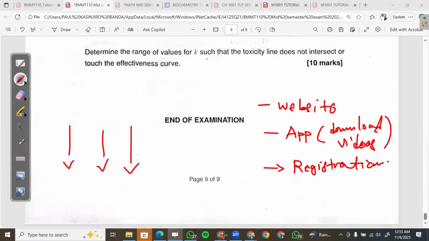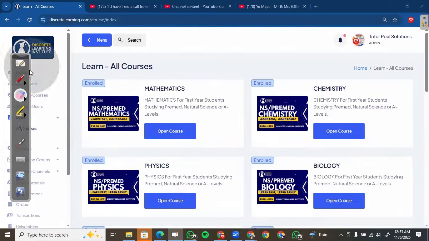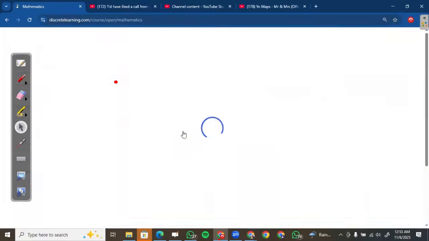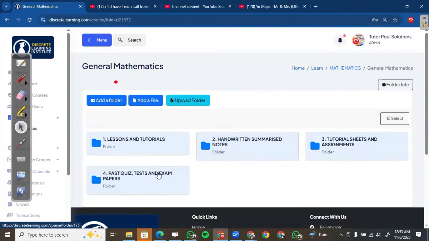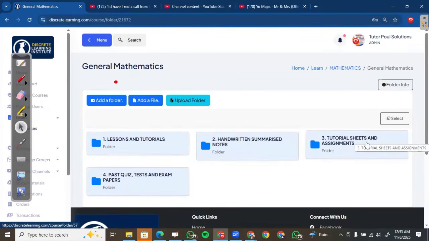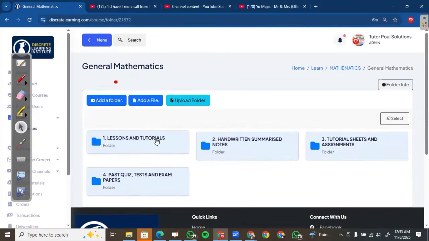When you go on our website, you're going to find something like this. Let me erase this part. You can register for any course that you want, the one that you feel is giving you trouble. These are the courses there for the pre-meds. If I go in math, I'll go in general mathematics. You can see that I have past quiz, test, and exam papers. This is where you find your past papers. And in here, that's where you find your tutor sheets and the assignments. Here you find just lessons and topic videos on each topic that you did.